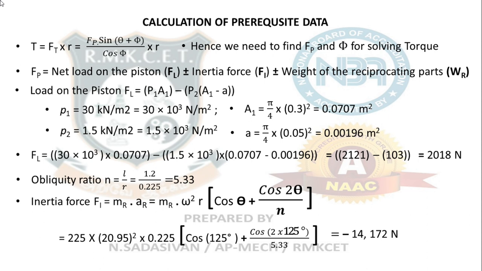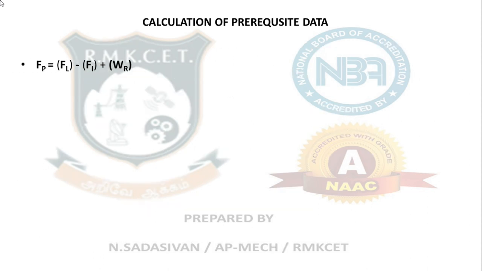Okay, you get a default minus symbol in the answer, keep it as it is, but please remember, based on the theta I should decide whether I have to add this Fi or subtract this Fi from the load on the piston. Okay, so that is based on the theta. We have already discussed that when your piston is accelerating from 0 to 90 degree, you have to subtract, and when your piston is decelerating, you have to add. Okay, so FL minus Fi plus WR.